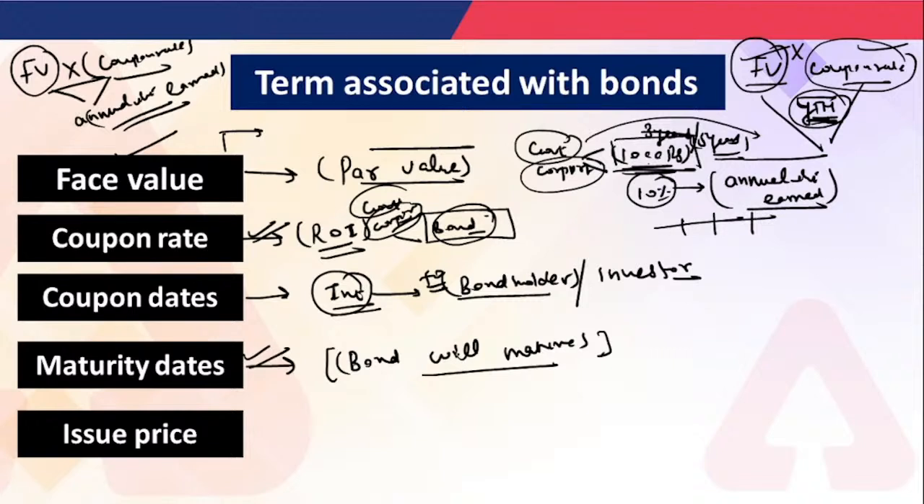It is a date on which the bond will mature, and the bond issuer will pay the bond holder the face value of the bond. So that is known as a maturity date.